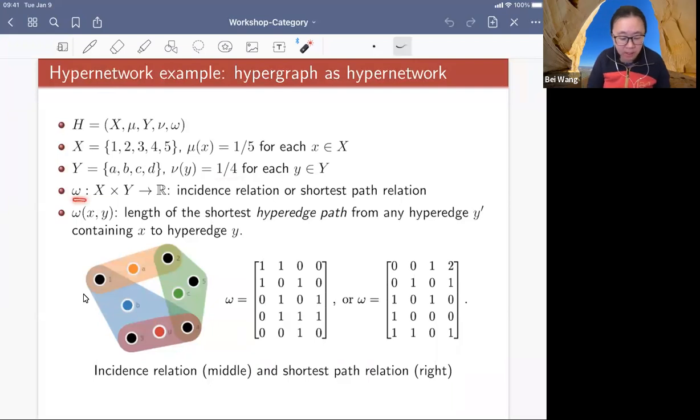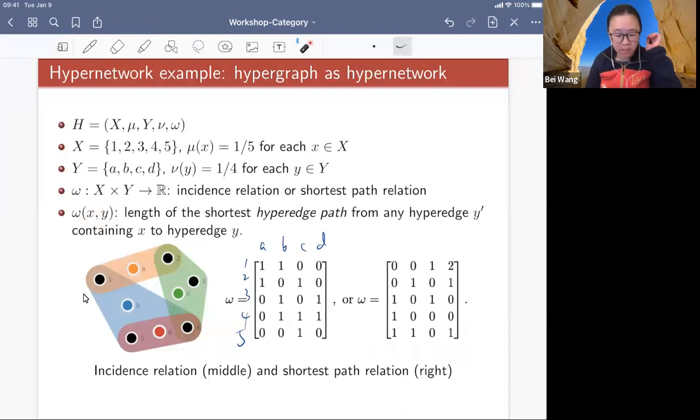And then the omega, for simplicity, I can use what's called an incidence relation, meaning that the rows are all the nodes, and the columns are all the hyperedges. So there's a 1 if the node belongs to the hyperedge. But you can also use a shortest path relation, which is the length of the shortest hyperedge path from any hyperedge that contains the current node to another hyperedge. So that's another way to encode the information in the data.